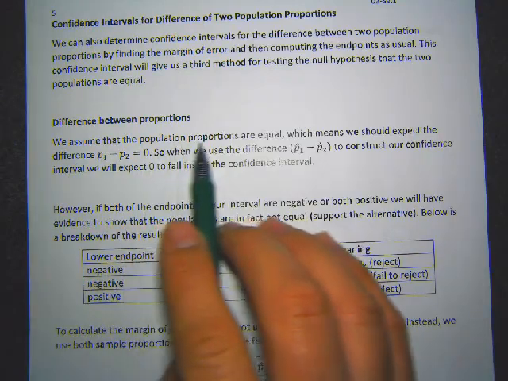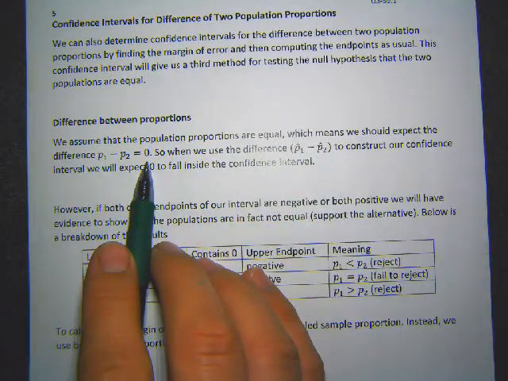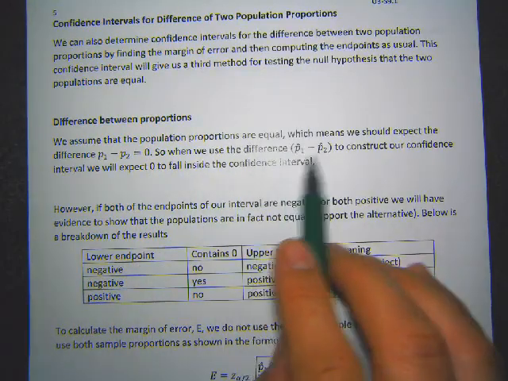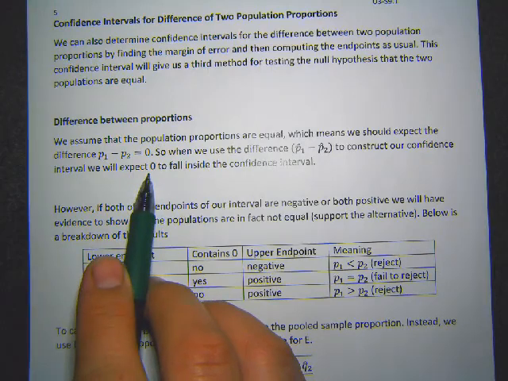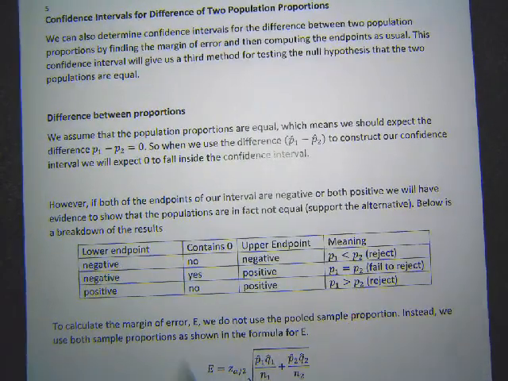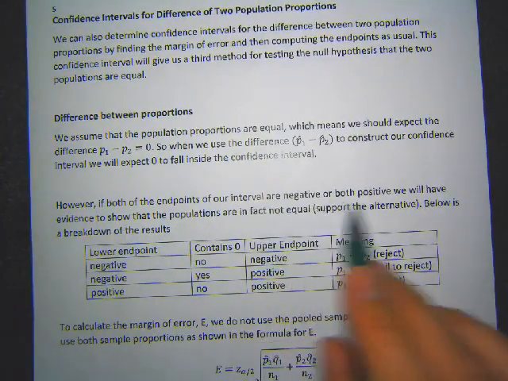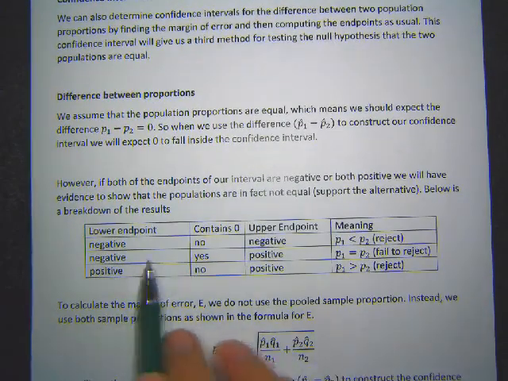We assume the populations are equal, which means we expect the difference to be 0. So we use the difference when we subtract to construct our confidence interval. We're expecting to find 0 inside. If we don't find 0 inside, that's when we have an idea that they are not the same. If both of our endpoints are negative or both are positive, you're not going to have 0 in the interval. So there are 3 different results.